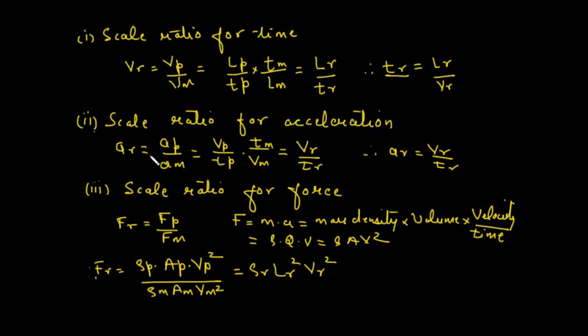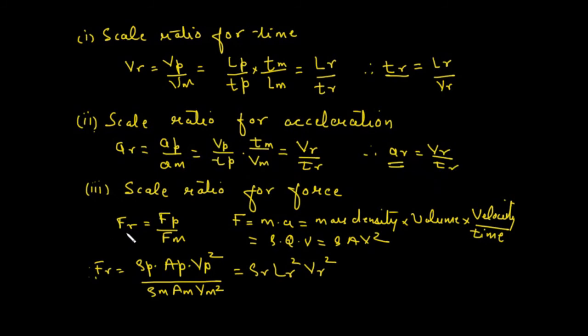Similarly, we can derive the scale ratio for acceleration as Ar is equal to Ap upon Am, where Ap and Am represent the acceleration in prototype and model. Acceleration in prototype we can write as Vp upon Tp, velocity per unit time, and acceleration for model similarly we can write Vm upon Tm. So the acceleration ratio we will get as Vr upon Tr, that is the ratio of velocity divided by the ratio of time.